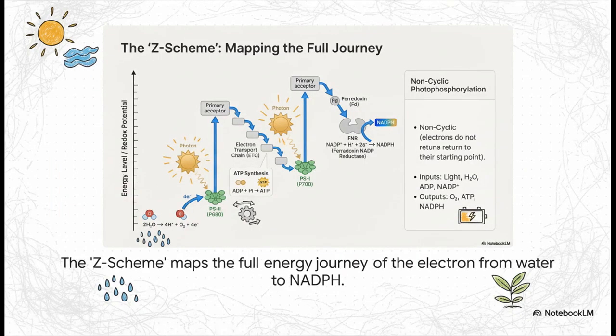And here is the whole trip all mapped out. It's called the Z scheme because, well, it kind of looks like a sideways Z on this energy graph. You can see it all right here. The electron starts at a low energy level in water, gets a big boost from light, then it tumbles down to make ATP, gets another big boost from light, and finally gets captured in that NADPH molecule. So there you have it. The power plant is officially online.